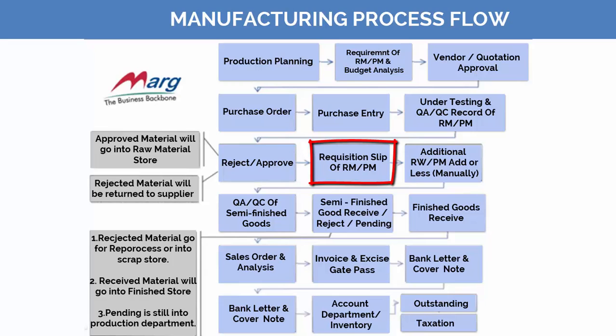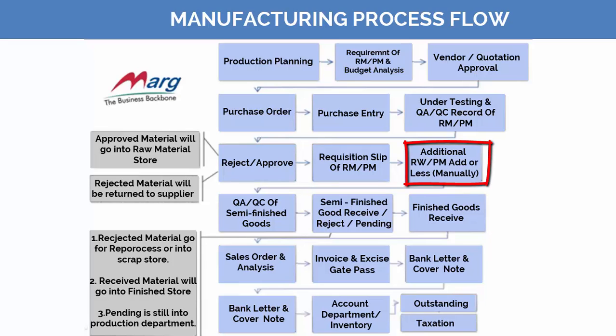After that, a requisition slip is generated for raw materials and packing materials, which have to be transferred from the store to the production department. So that is called a requisition slip. If in the requisition slip some raw materials or packing materials are yet to be added, then you can add them. For the semi-finished goods generated in the production department, you have two options: whether you want to send those materials for testing or not. After their testing, some might be rejected and some might be pending.